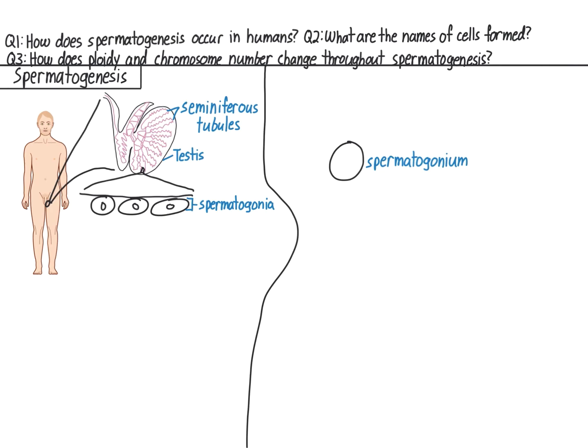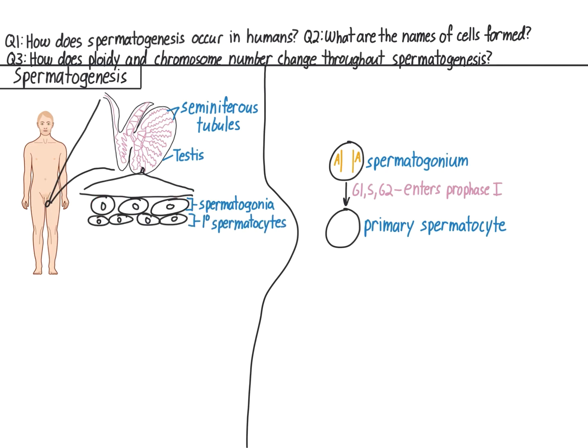Note that I'm not going to show nuclei in this diagram. This spermatogonium is the cell that will undergo meiosis and produce the sperm. Let's follow one chromosome type with the hypothetical A gene as it goes through meiosis. The spermatogonium goes through G1, S, and G2. Once it enters prophase 1, it's now considered a primary spermatocyte. In the seminiferous tubules, the primary spermatocytes are found just inside the spermatogonia.